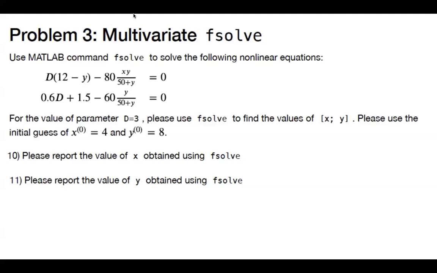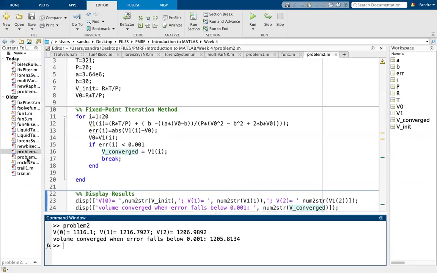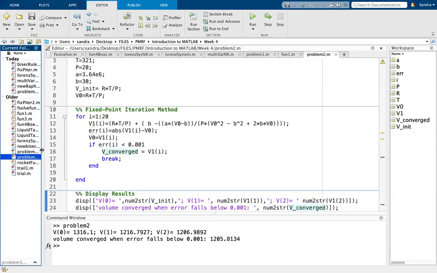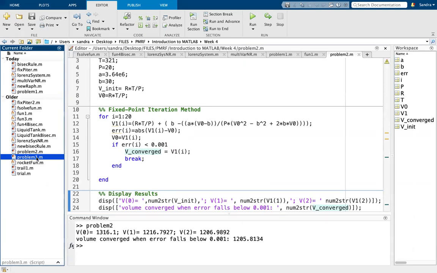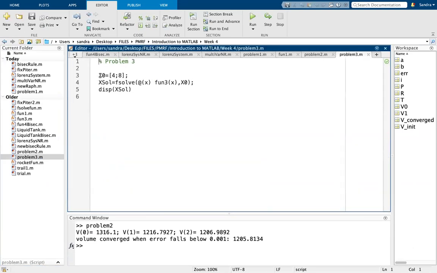So let's discuss the answer here. For fsolve, you have to first give the two equations, right? So the initial guess is 4 and 8. The solution will be saved in this variable x solve. I call the function fsolve with a variable in x. So I've written a function called fun3.